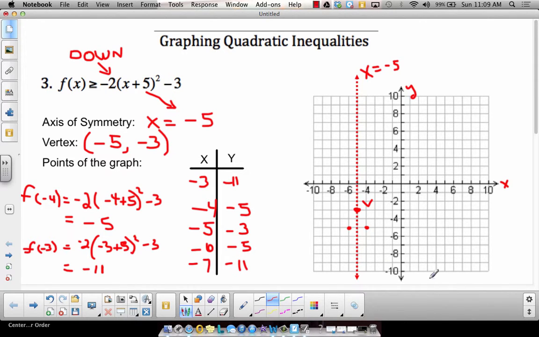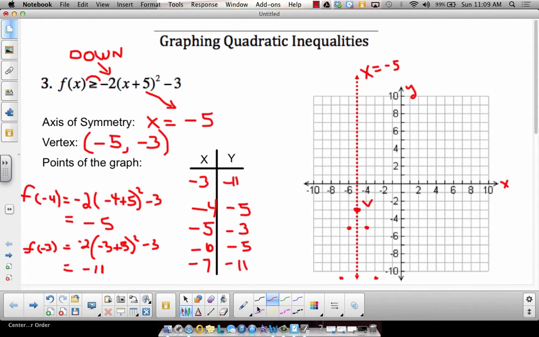Now, notice how I only go to -10 on my graph. So really, I've got to kind of fake it. It looks like it would be about there and about there. Okay, so now I've got points. I've got enough points to go ahead and do my graph. Now I've got to look up here.